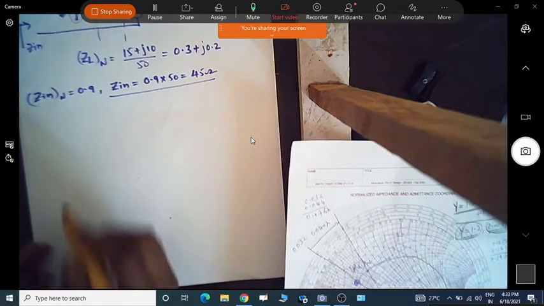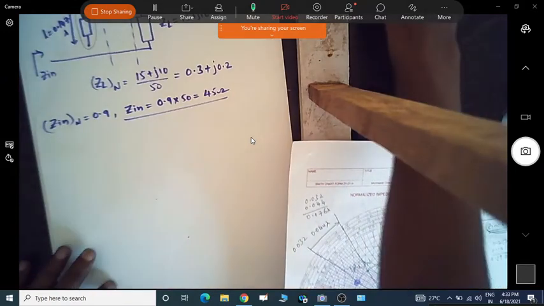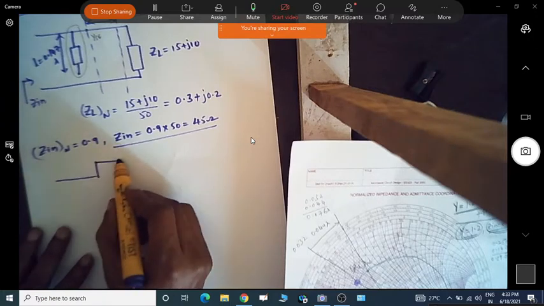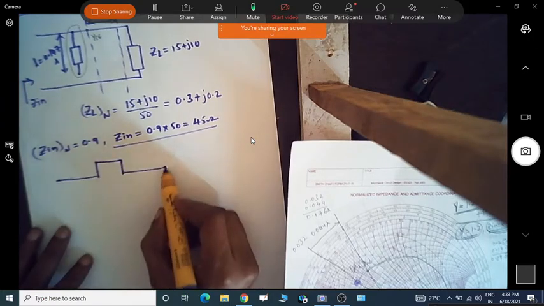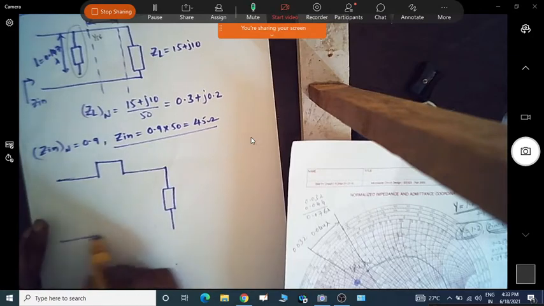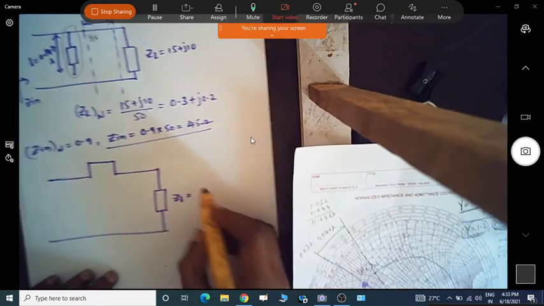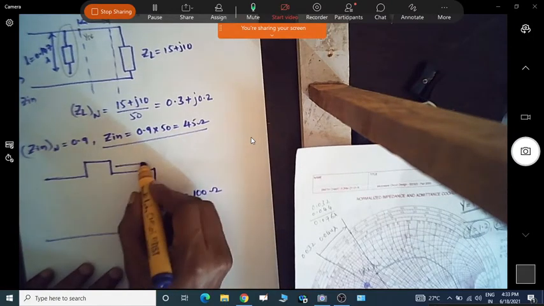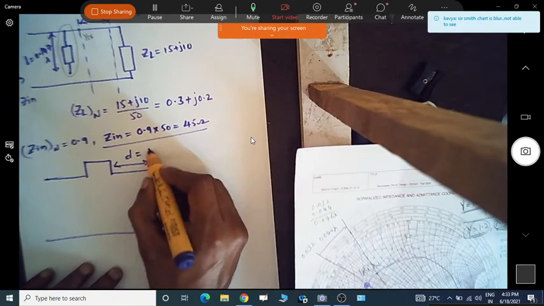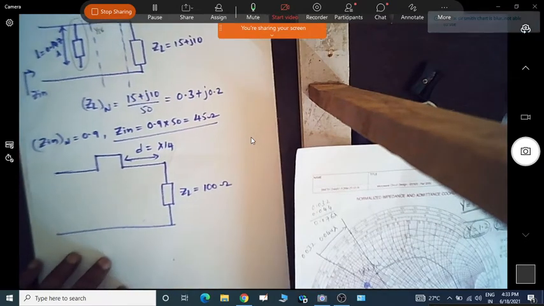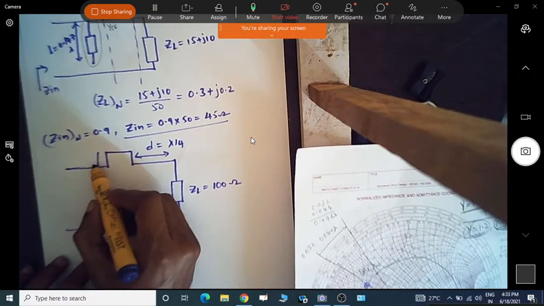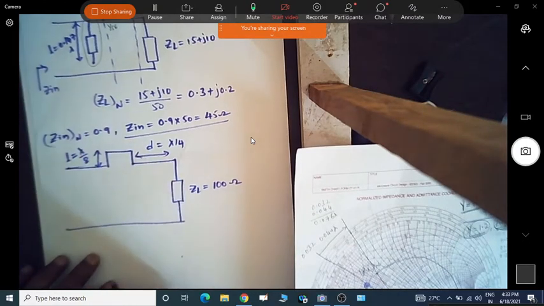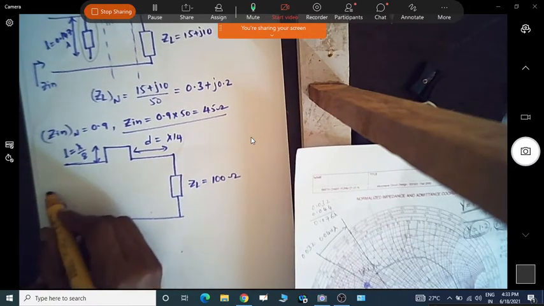So now try to find out another problem, where we have the series stub. Let us take a series short circuited stub. For this problem we have the ZL value which is equal to 100 ohm, and the distance where it is located is lambda by 4. The short circuited stub length is L equal to lambda by 8. So now we have to find out what is the input impedance.